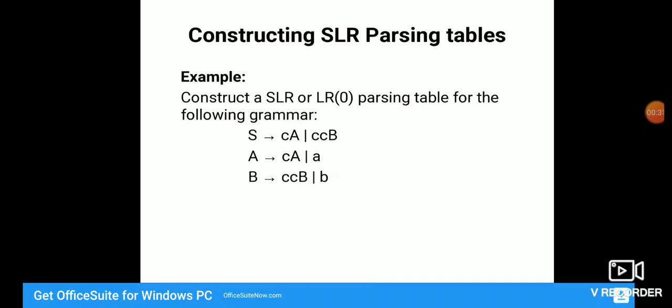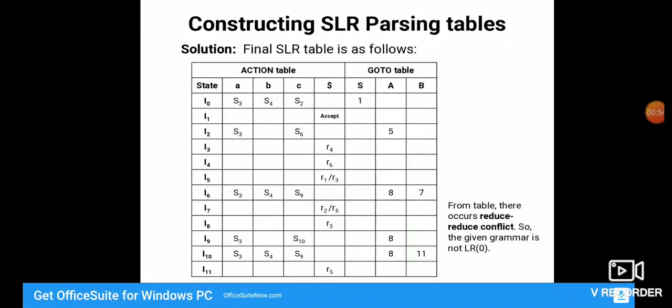I will not discuss how it is constructed once again because we have already discussed it in the last lecture. We will just see the final table, and from there we will try to conclude one important thing. So this is the example for you. Construct a SLR or LR0 parsing table for the following grammar. Try to do this at home and try to get this final table, which is right now seen on your screen.